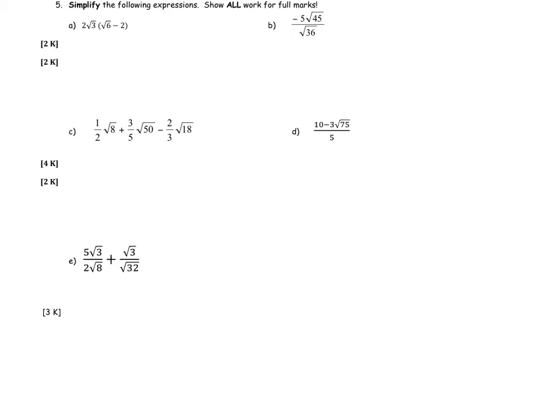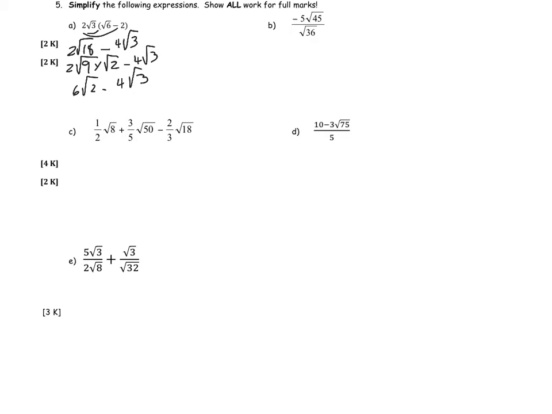The next question is to simplify the following expressions. The first one is 2 square root of 3 times square root of 6 minus 2. I can write this as 2 square root of 18 minus 4 square root of 3, but square root of 18 is square root of 9 times square root of 2, since 9 times 2 is 18, minus 4 square root of 3. Square root of 9 is 3, so the answer is 6 square root of 2 minus 4 square root of 3.